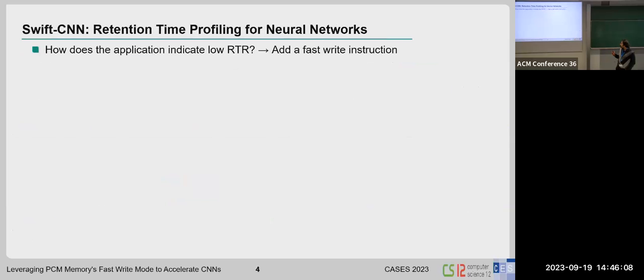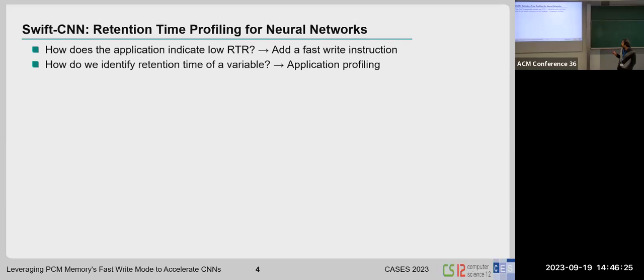So there are two key questions. One is, if we know the retention time requirement, how do we indicate it to the runtime system? We can add a fast write instruction for such variables. The other is, how do we figure out the retention time of a variable? In embedded systems, we can use profiling for specific applications to figure out the retention time.